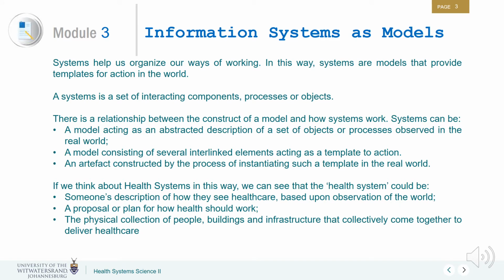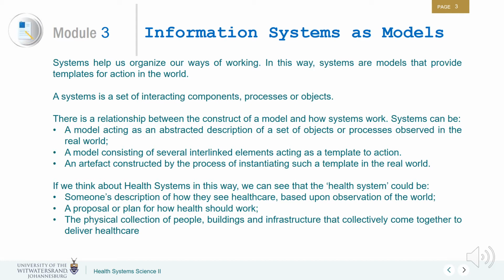So to start off with, let's think about some of the work we did in week 8 around information and models, and let's link this to the idea of an information system. So systems are important. We can ask, what do systems do? Systems help us to organize the ways that we work. And in this way, systems are models that provide a template for the actions that we want to produce in the world. A system is seen as a set of interacting components, processes, or objects.